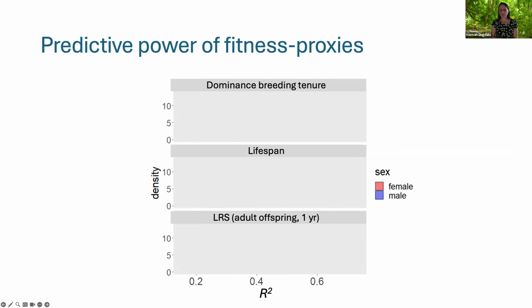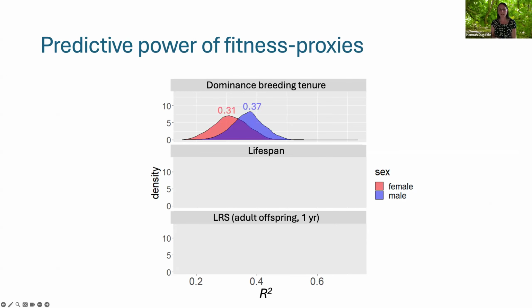We found that dominance, breeding tenure, lifespan, and lifetime reproductive success, I'm just showing that for adult offspring here, but it was also for those that survived to 3 months, they all predicted individual genetic contributions, and we ran the model separately for males and females.